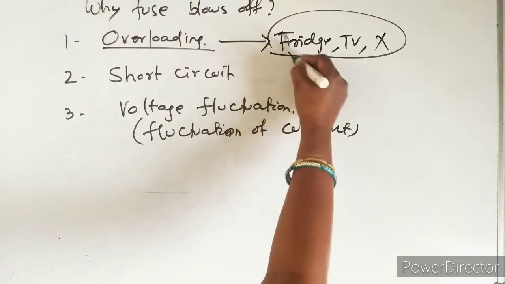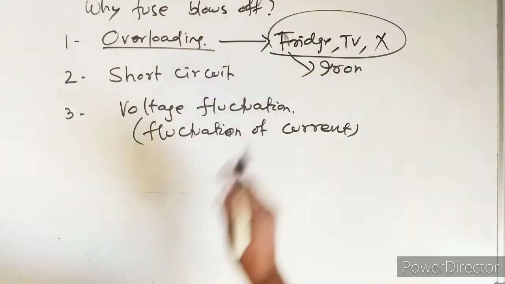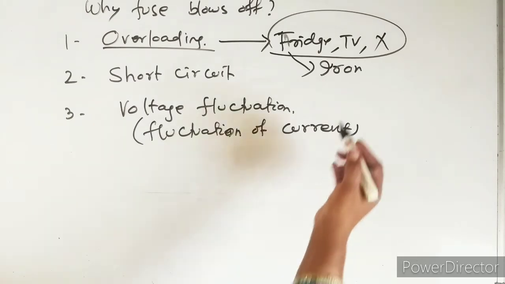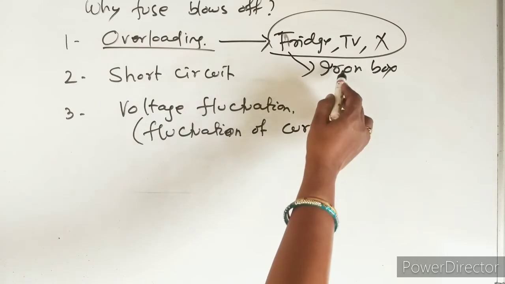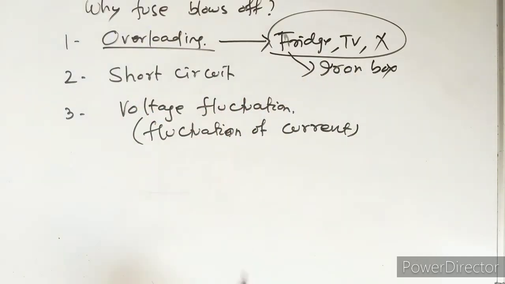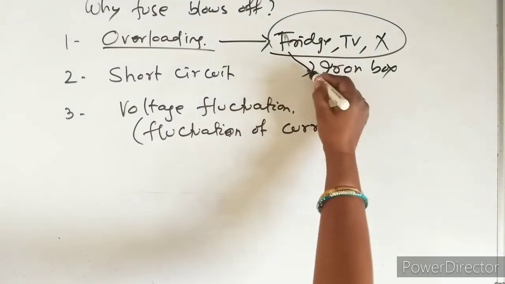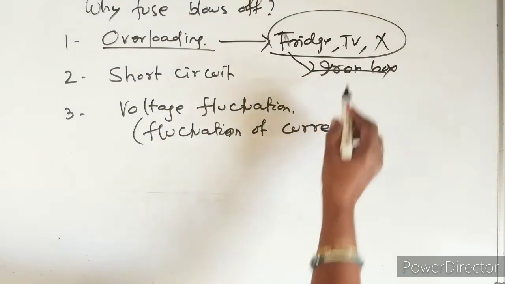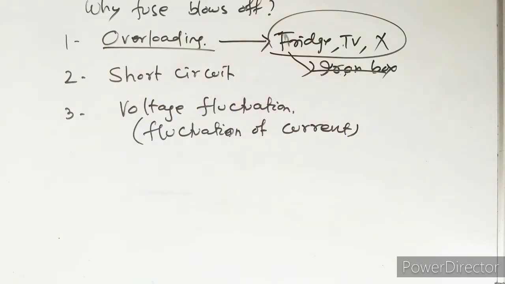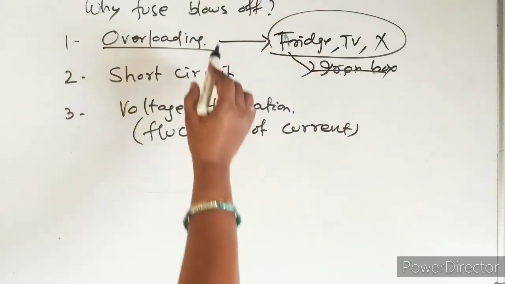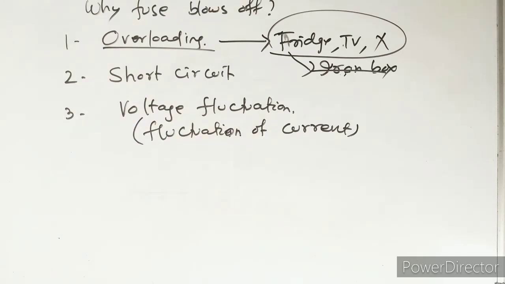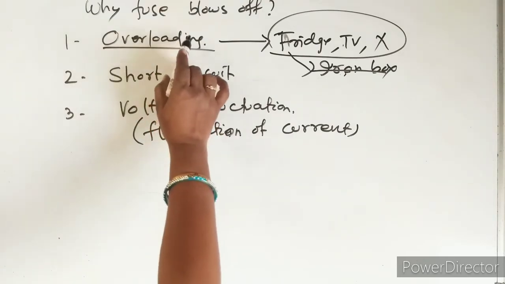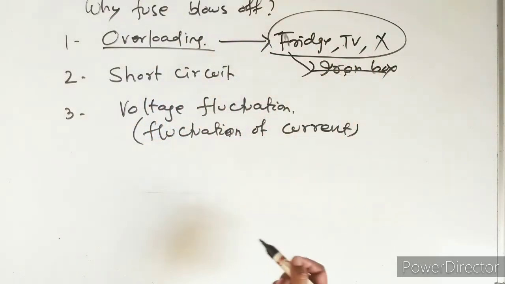And sometimes we have seen, if we are using an iron box or pressing appliances, in that case most of the time when we switch on, the fuse blows off. Okay, what is the reason behind it? Because it draws more current, which is not permitted for the particular circuit. That is why the fuse blows off. This is known as overloading, because the load is more in this case.